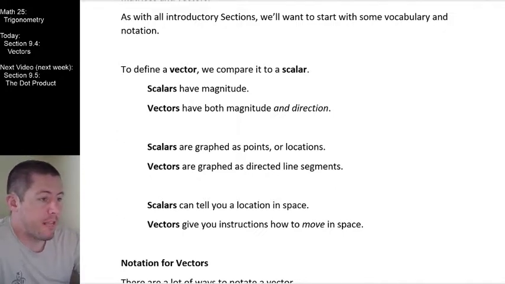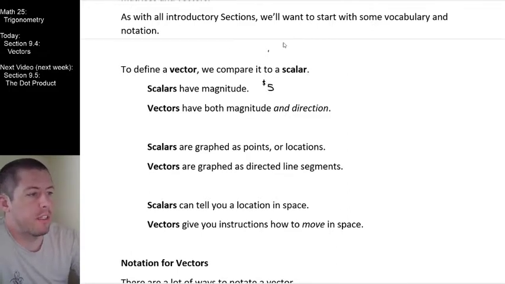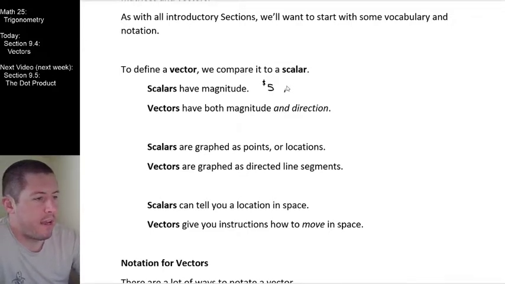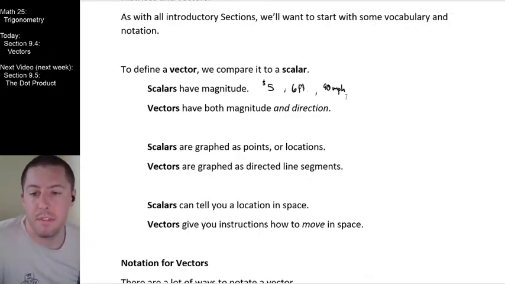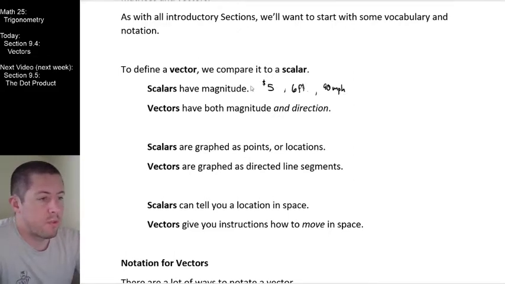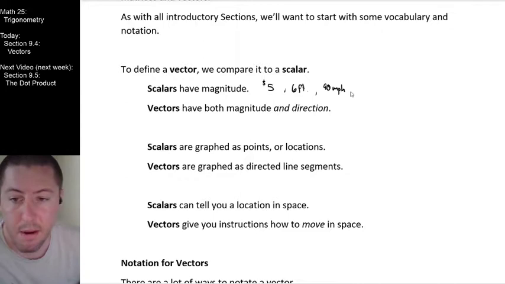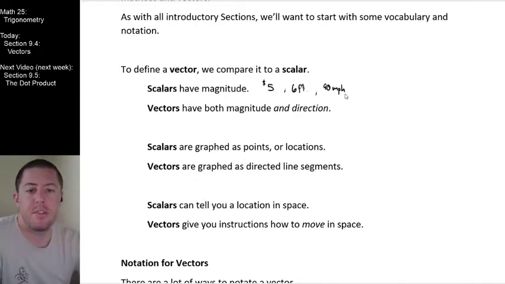If I'm talking about a scalar here, some examples might be that I might say $5, there's a scalar. It's just an amount. It certainly has a unit attached to it, but it's just an amount, right? It could be 6 feet is another scalar. It could be 90 miles per hour. These are all scalars because they're all just describing amounts of something. This one is a dollar amount. This is a measurement of feet. This is a rate, miles per hour. But they're all just measuring amounts.